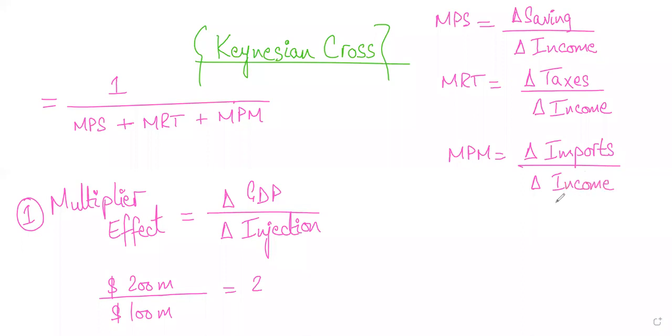And import is also leakage. We know that import is also leakage. Why? Because that is not the money spent on your local goods. So leakage is anything that goes out of your system, right? Out of your circular flow of income, right?